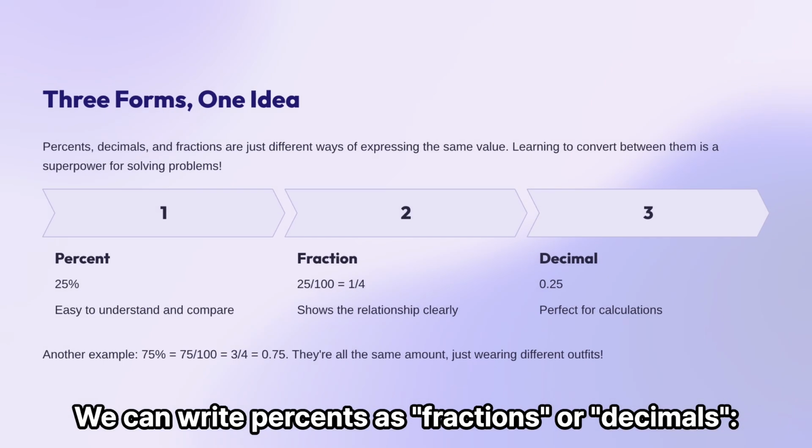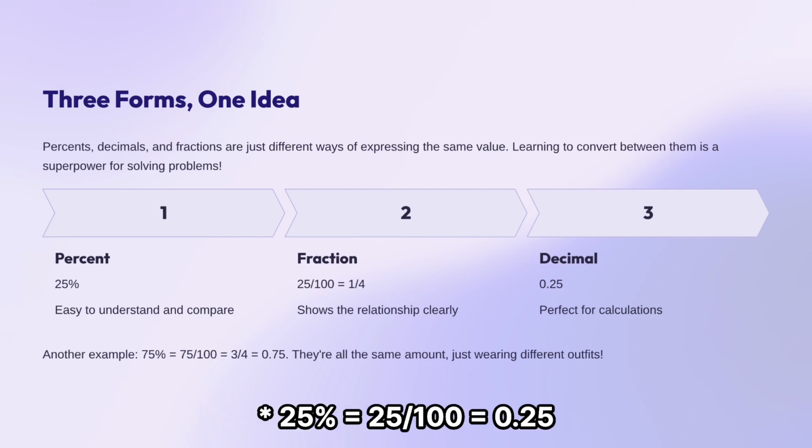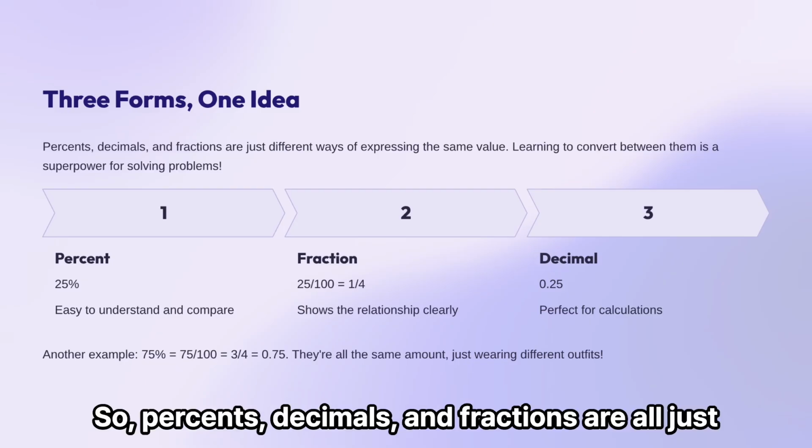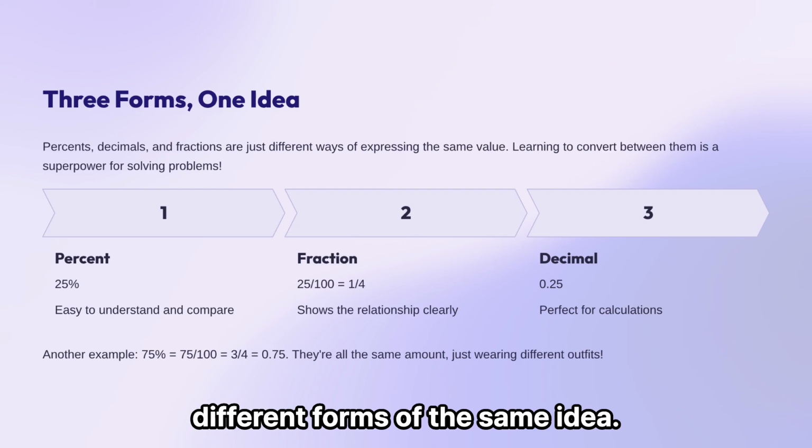We can write percents as fractions or decimals. 25% is 25 over 100, which gives us 0.25. 75% is 75 over 100, which is 0.75. So, percents, decimals, and fractions are all just different forms of the same idea.